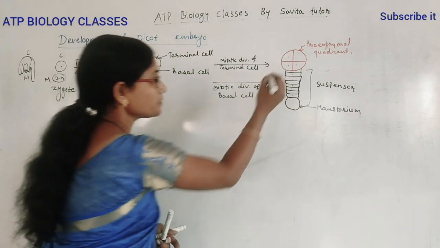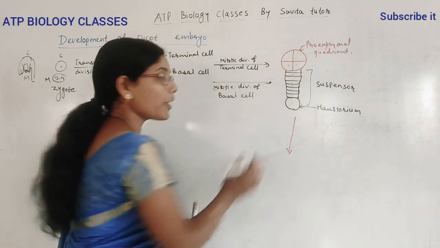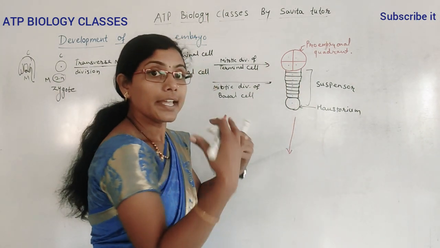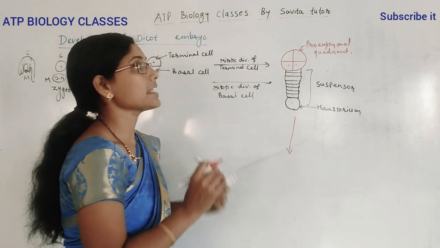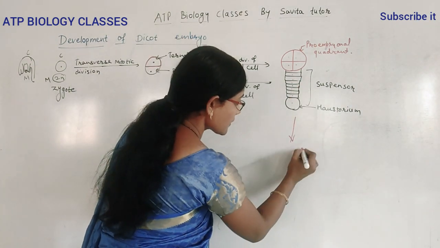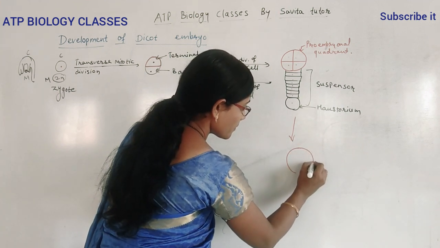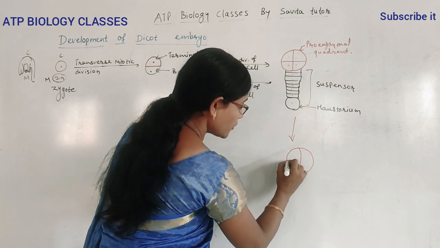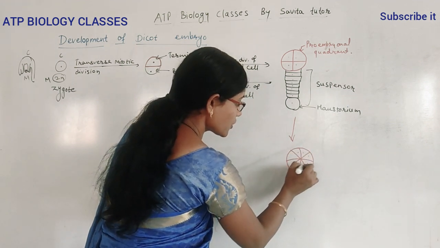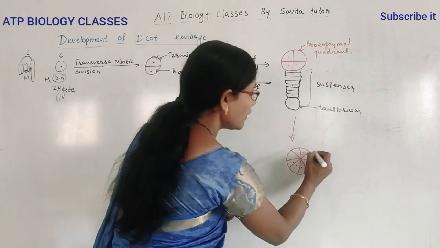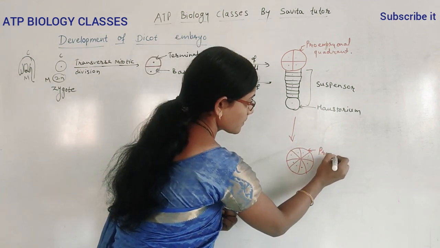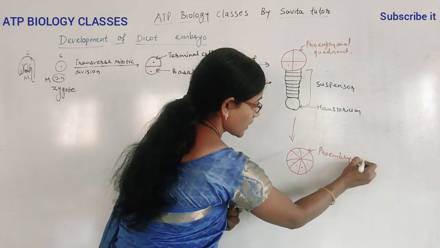Next what happens? This proembryonal quadrant divides again mitotically and forms the 8 cell structure which is called the proembryonal octant. Right, what happens here? This proembryonal quadrant undergoes the mitotic division again and forms this 8 cell structure which is known as the proembryonal octant. Octa means 8.